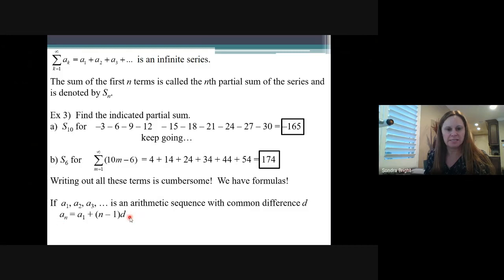That was yesterday's lesson. To find the partial sum, you take n over 2 times a1 plus an: the first term plus the nth term, times n divided by 2.